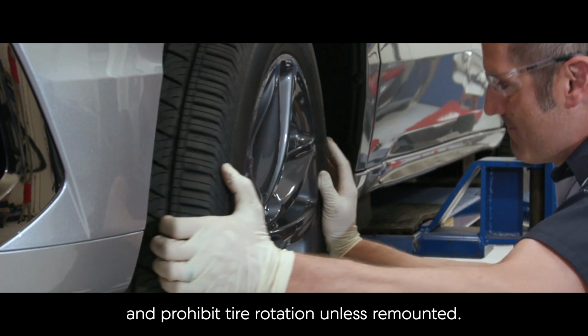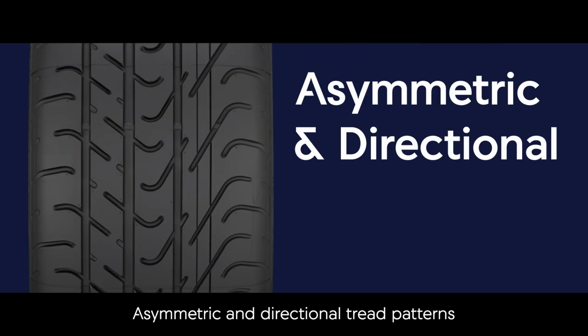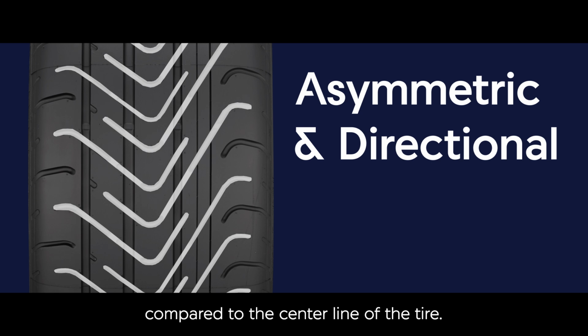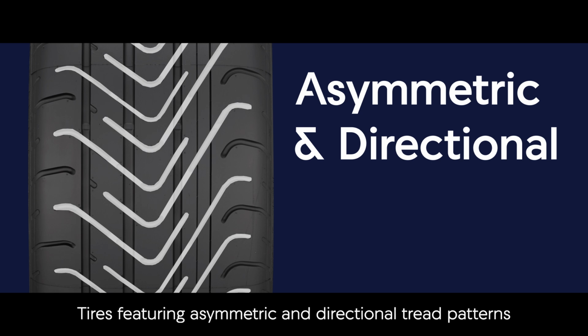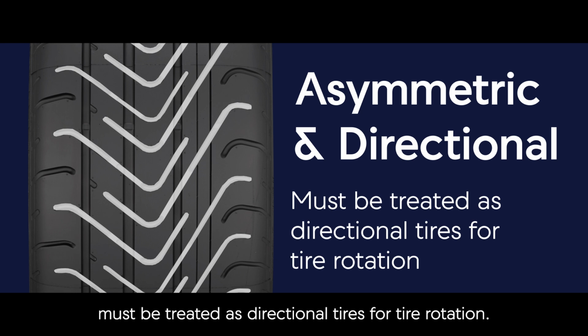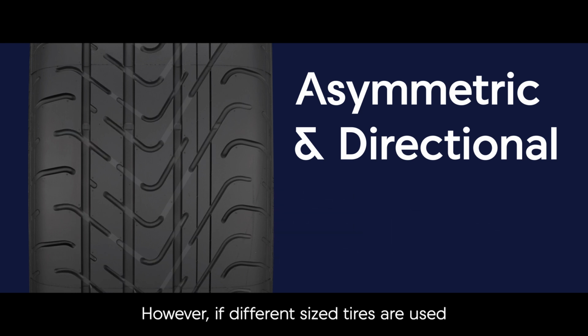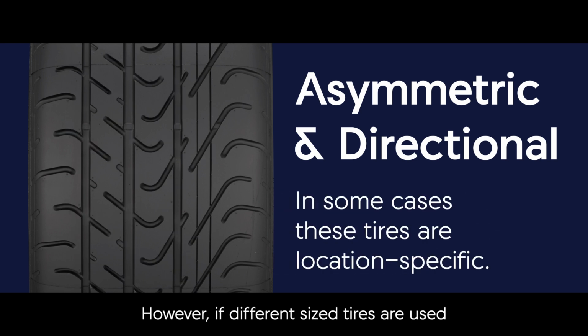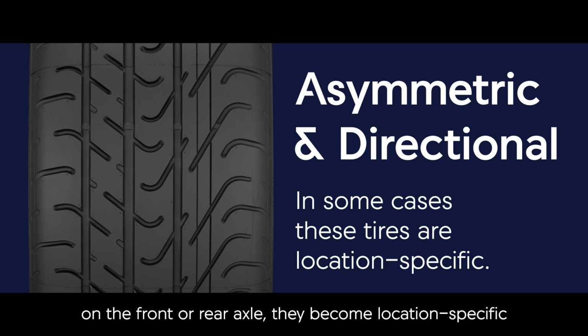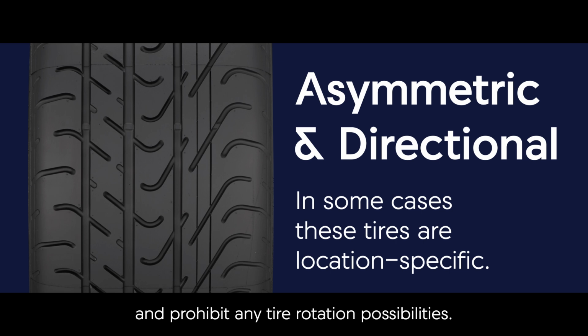Asymmetric and directional tread patterns have V-shaped tread grooves that are offset compared to the center line of the tire. Tires featuring asymmetric and directional tread patterns must be treated as directional tires for tire rotation. However, if different sized tires are used on the front or rear axle, they become location-specific and prohibit any tire rotation possibilities.